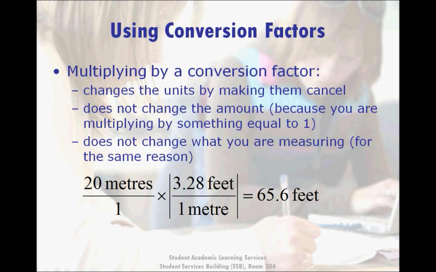In the example below, we start with 20 meters and multiply by the conversion factor from the previous slide that had meters on the bottom. The reason I want to multiply by something with meters on the bottom is that it will cancel with the meters here in the original amount. After the meters cancel, the only unit left will be feet. Now that I'm confident that by multiplying the units I end up with feet as the only units in the answer, I can multiply the numbers together. 20 times 3.28, which gives the correct amount, 65.6 feet.